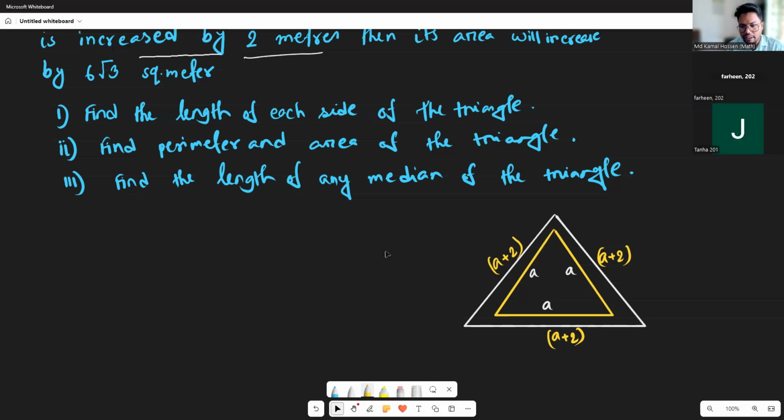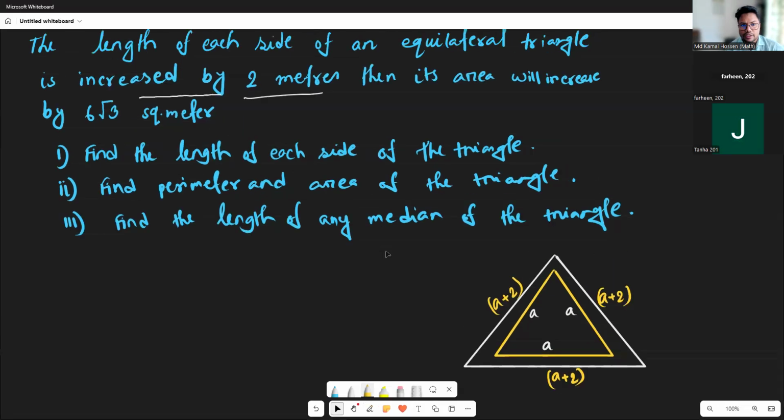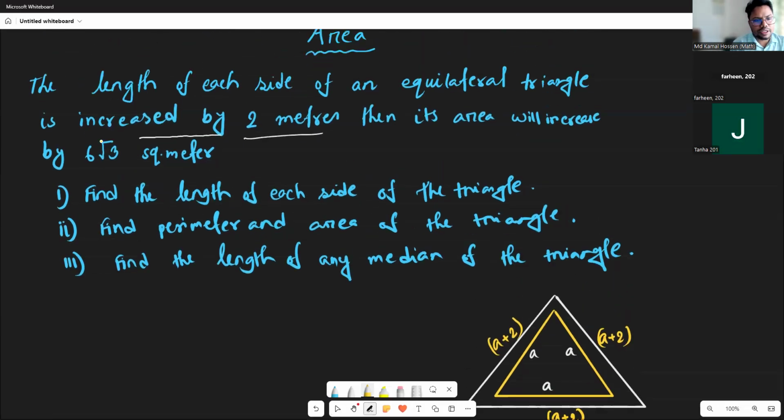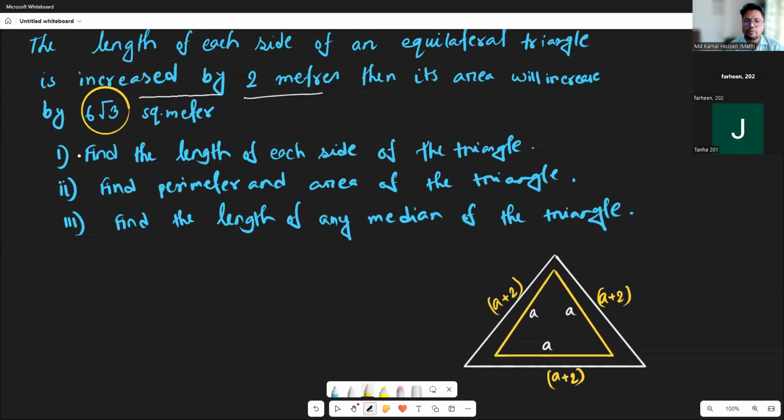Now, they have given another information. The difference between the area of these two triangles is 6√3 square meter. Whenever side is increased by 2 meter, area will increase by 6√3 square meter. That means the difference between the areas of the two triangles is 6√3 square meter. So now you can consider number 1.